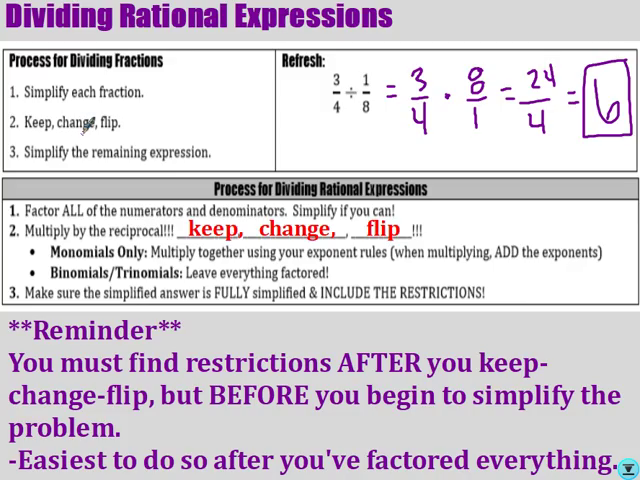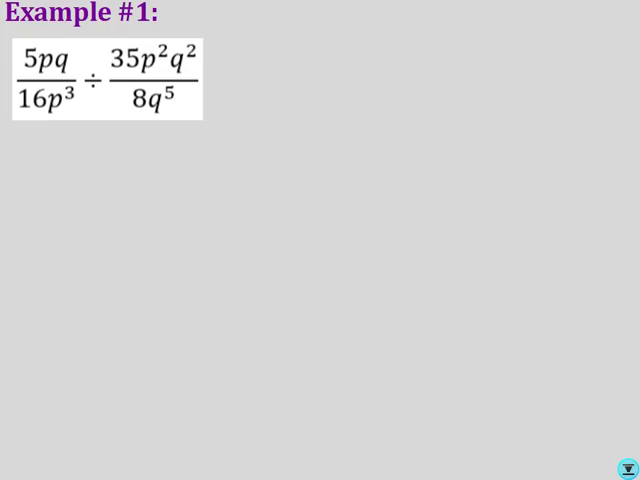And then, as always, make sure you have fully simplified everything and include your restrictions. As a reminder, find your restrictions after you have keep change flipped. And then make sure you do it before the simplifying process so you don't lose any restrictions in that. And it's easiest to do after you have factored everything. Okay, let's look at the first example.